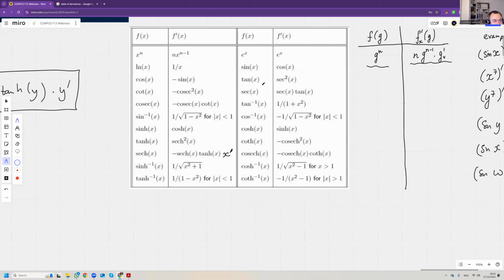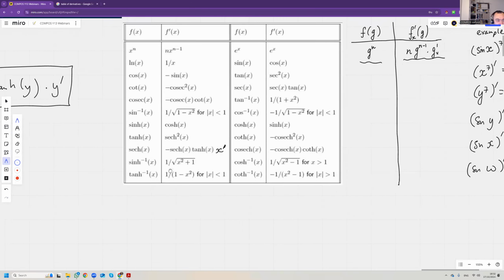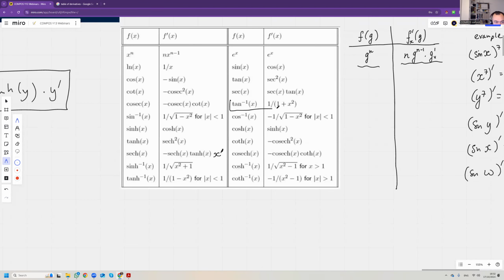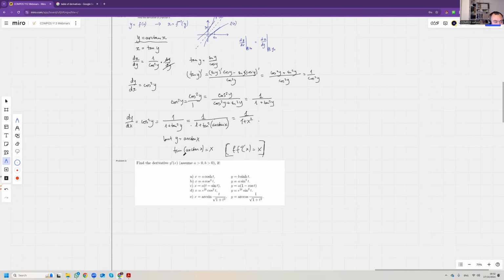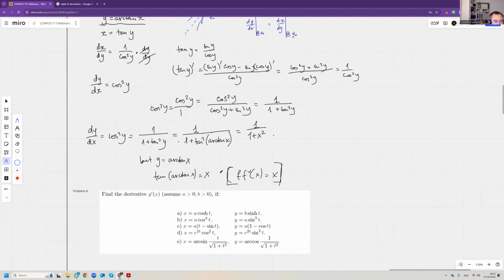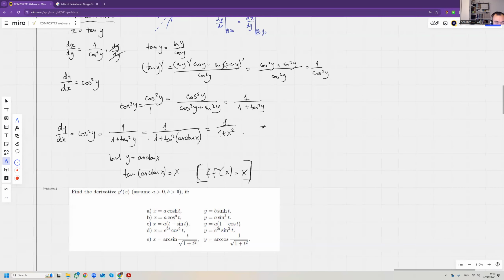So yeah, that's arctan. Here it is. We obtained it. The derivative of arctan. So therefore, the derivative of arctan x is 1 over 1 plus x squared.